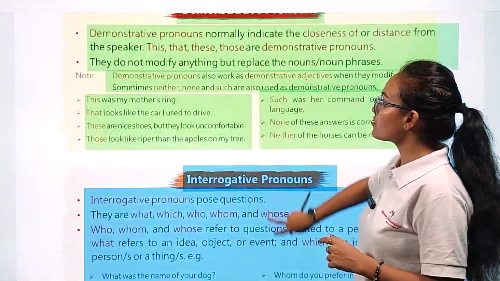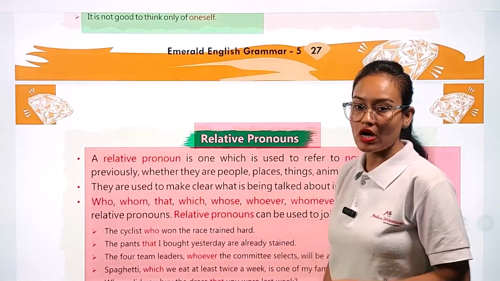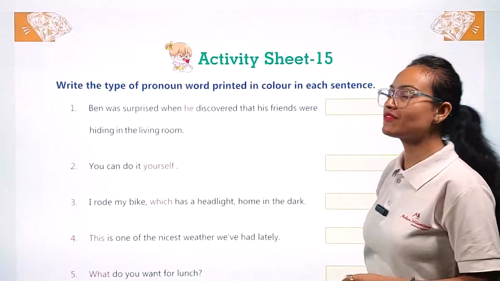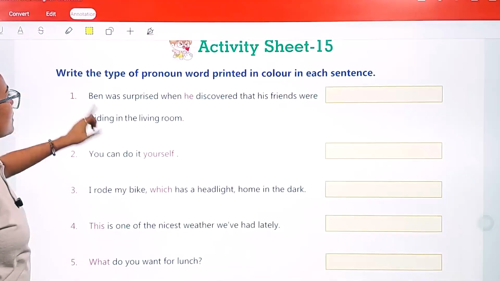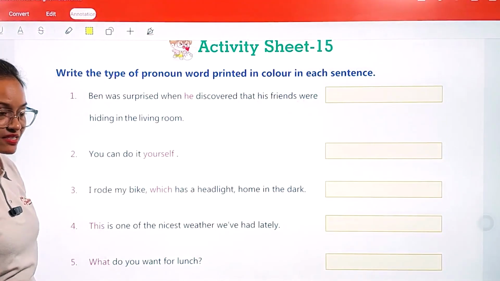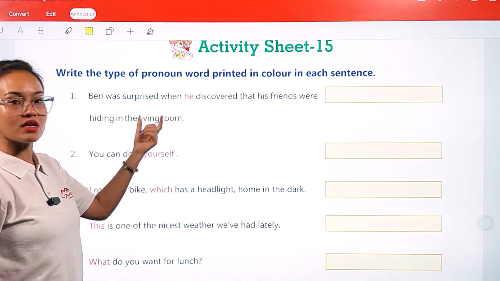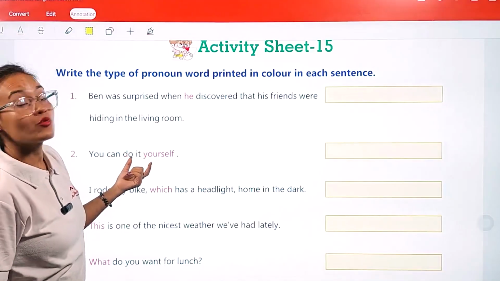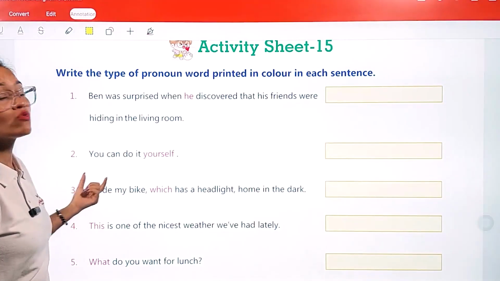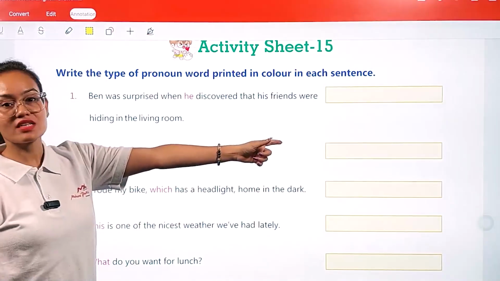Okay, so my dear student, you have seen what the meaning of pronoun is and in how many categories these pronouns are divided. Now come with me and let's see activity sheet number 15. Here, what we have to do, let's see. Write the type of pronoun printed in color in its sentences. So here, my dear student, we are going to see these pink colored pronoun words. But first of all, we are going to identify under which pronoun category they fall. Then we are going to write its name here.